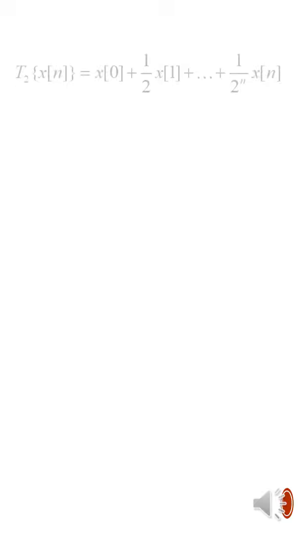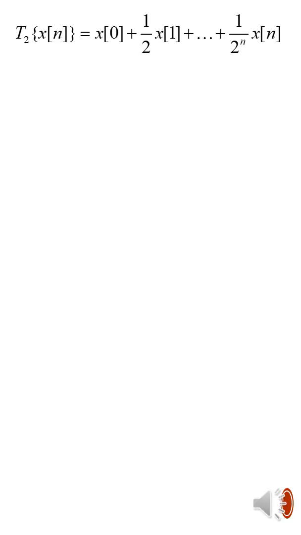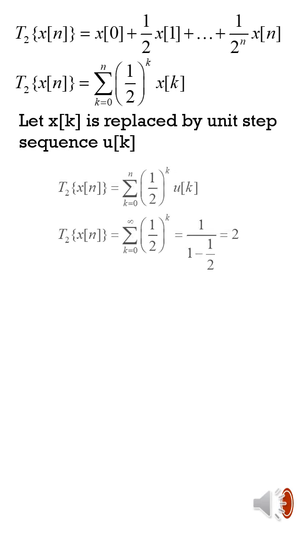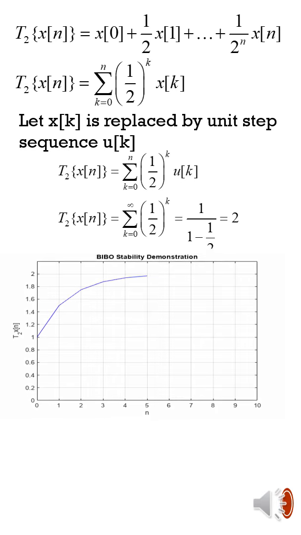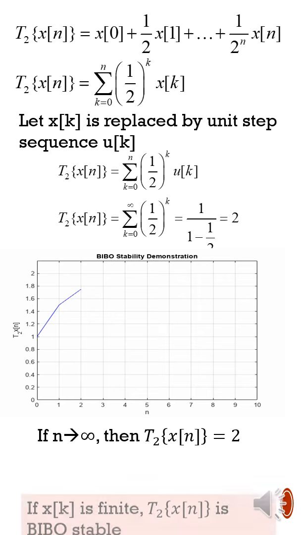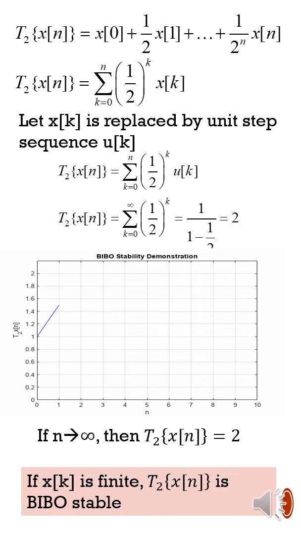Next, let's analyze the stability of system T2, again by replacing the input x[k] with the unit step sequence u[k]. The accompanying graph visually shows the output T2 converging to 2 as n increases. If n approaches infinity, then the output T2 approaches the value of 2. Since the input x[k] is finite, the output T2 is also finite. Hence, T2 is BIBO stable.